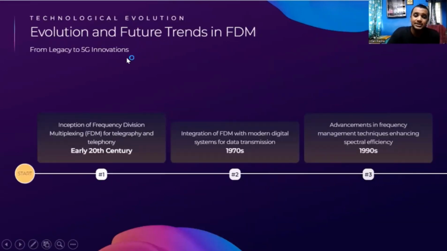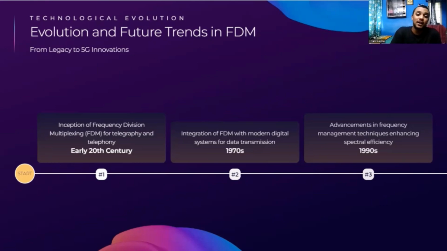Evolution and future trends in FDM. See, FDM is nothing new to us. We've been using frequency division multiplexing for a lot of years, since the birth of the radio station and before. For example, in the 1970s, integration of FDM with modern digital systems of data transmission happened. The first time telecommunication started in the world, people started to communicate with their loved ones through telephones. And now mobile phones.